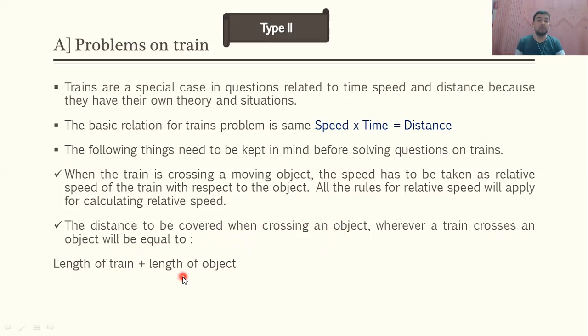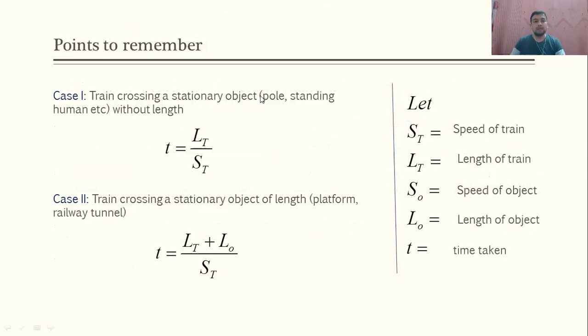So whenever the length of the object is given, you have to do the summation of the length of the train and the length of the object. Both these points will be more clear when we see the examples. Now, there are certain situations you have to remember. These are the most important points.